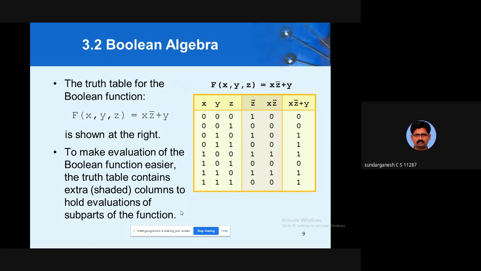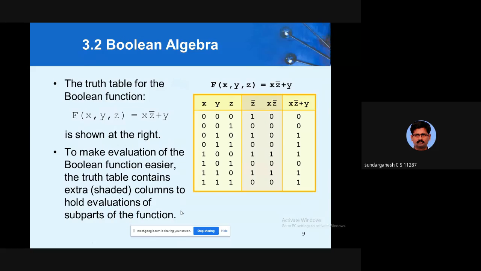So from this expression you have to draw the table. Input x, y, z. You have to give all the combinations. So 2 power 3, 8 combinations. You have to write all the 8 combinations. Next, we need z bar, so we are taking z bar separately. Then we have to multiply x into z bar, and finally we have to add with y.